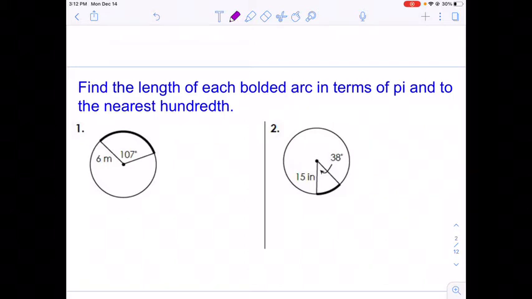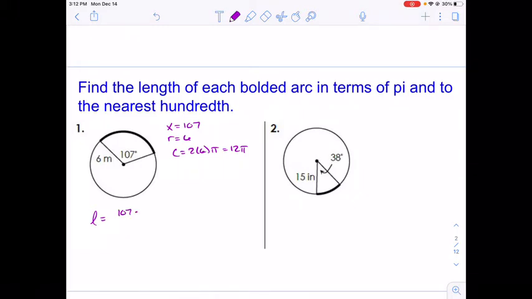So the first thing we're going to locate here is x. X is going to be the 107. And then our radius here is 6. So we're going to next find the circumference, which is going to be 2 times 6 times pi. So we're going to go ahead and get this as 12 pi. Now we're going to plug it into our formula. So we're going to have the arc length is equal to the x, which is 107, times 12 pi, divided by 360 degrees in a circle.